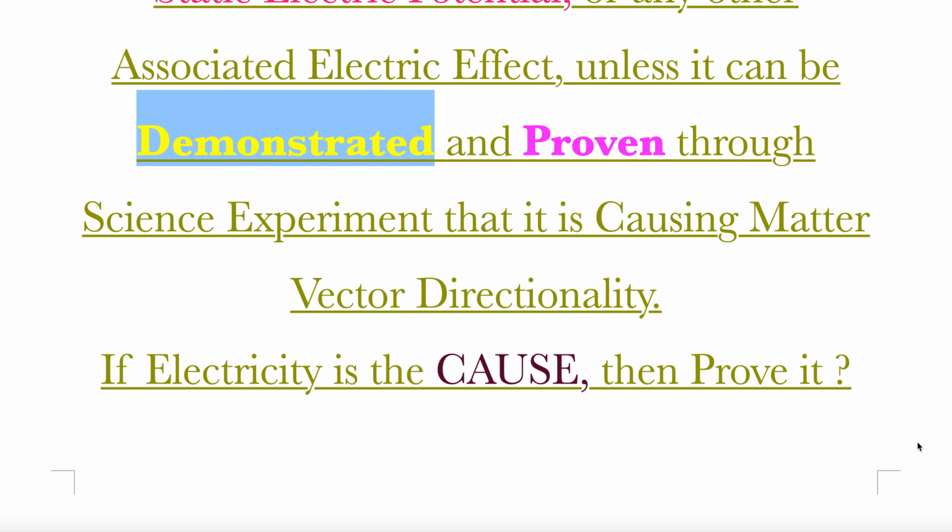Because that's the problem. The proponents of this, I understand why they like the idea, but they're not proving it. You're not proving what you're saying. That's the problem. You have to prove these things. We are proving that relative density equilibrium, sometimes called disequilibrium, or Rayleigh gravitation, is what causes the vector directionality of matter, and we are proving it with science experiment.